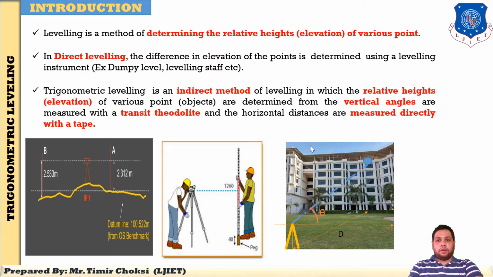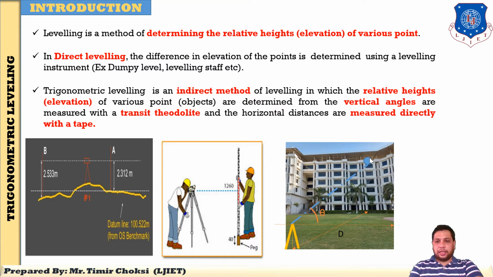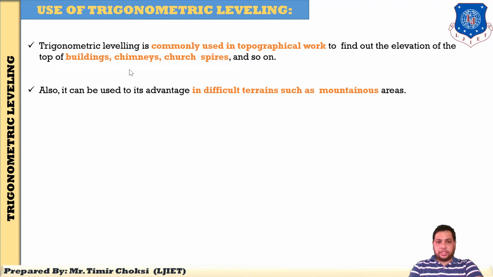Now you understand this concept. These are the uses of trigonometric leveling. Trigonometric leveling is commonly used in topographical work to find out the elevation of the top of a building, chimney, church, and so on. When you find the height of a building, church, or chimney, you use trigonometric leveling.